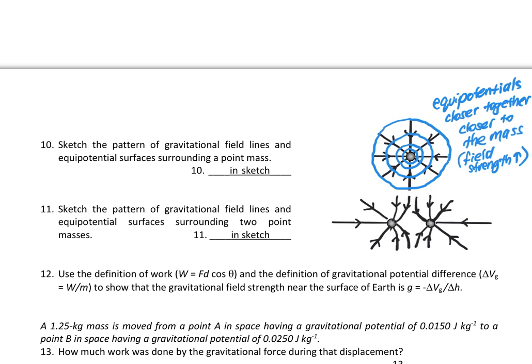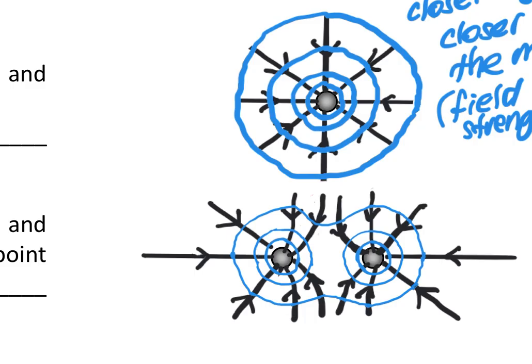Yeah, so instead of the lines crossing, they wind up looking like this. It's almost as if the lines are avoiding each other. And then again, the equipotential lines are at right angles to the field lines. And so the equipotential lines would look like that. Looks a little bit like a peanut.